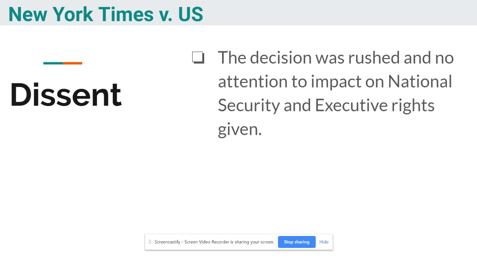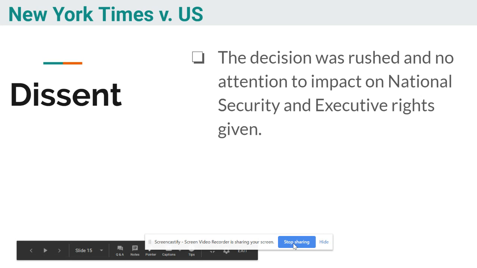And this could be a bad precedent for the future. At least that was the argument of the people who dissented. But they lost, hence why they were a dissent. All right, awesome. Go ahead and make sure you got that and study it.